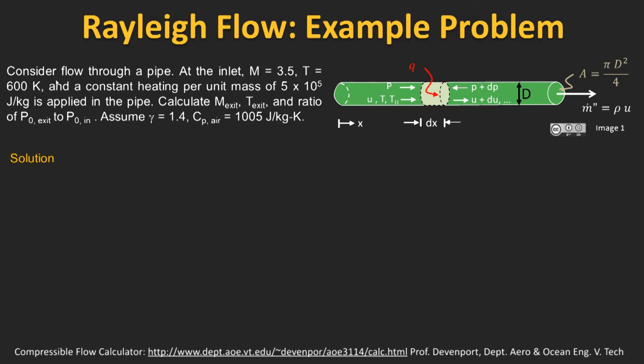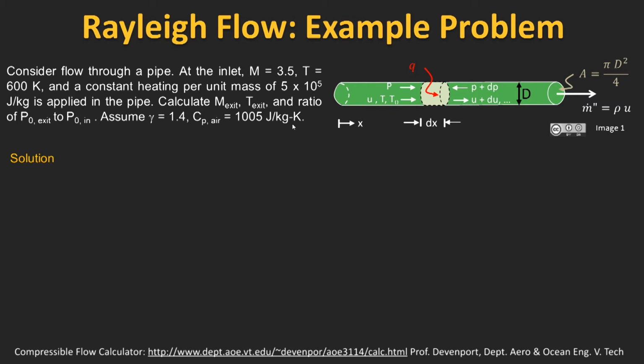Let's consider flow through a pipe where the inlet Mach number is given to be 3.5, the temperature is 600 Kelvin at the inlet, and a constant heating per unit mass of 5 times 10 to the 5 joules per kilogram is applied on the fluid in the pipe. We are asked to calculate the Mach number at the exit, the temperature at the exit, and the ratio of stagnation pressure at the exit to that at the inlet. We're told to assume that the ratio of specific heats gamma is 1.4 and the Cp, or heat capacity, of air is 1005 joules per kg Kelvin.